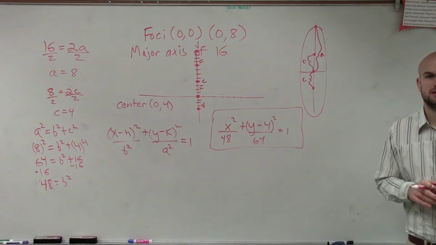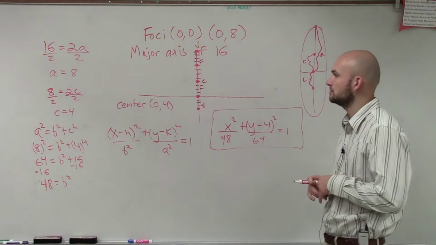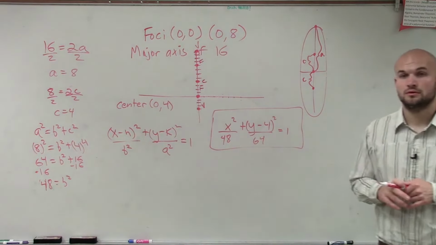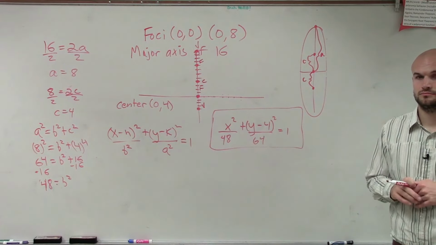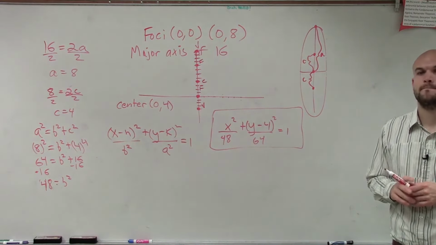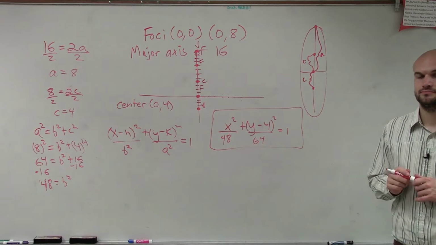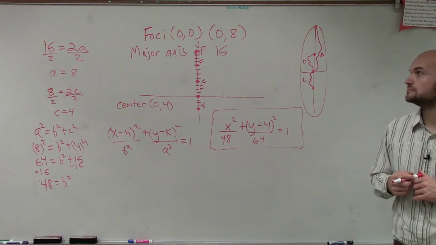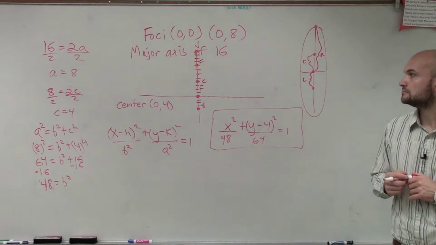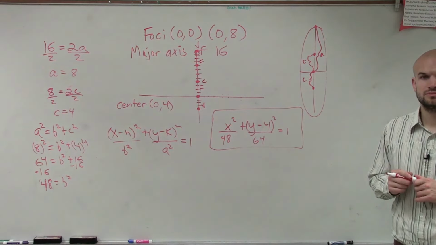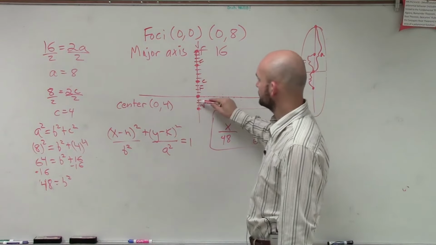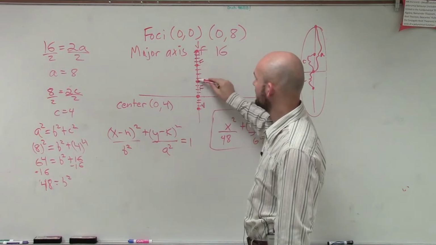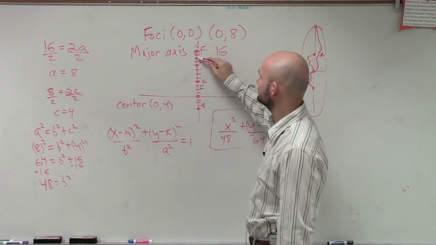Yes? Obviously, because it says we have a major axis of 16, so that means the length is 16, right? So why would the vertices be more than 16, is what I'm saying. Like, from vertex to vertex, it's more than 16? It should be 16. Is it? 1, 2, 3, 4, 5, 6, 7, 8, 9, 10, 11, 12, 13, 14, 15, 16.